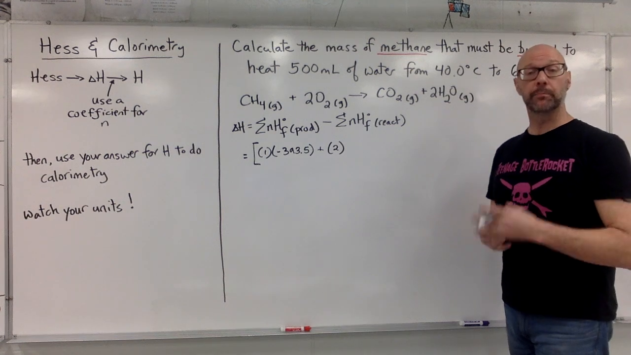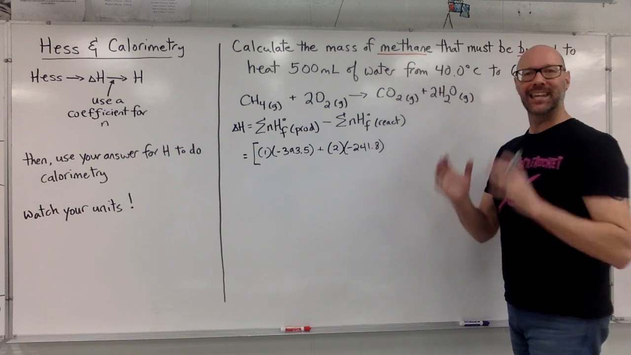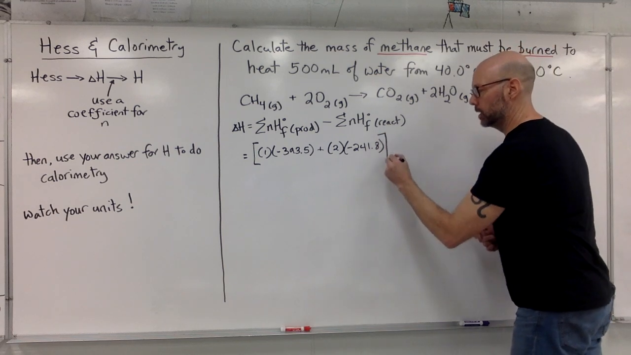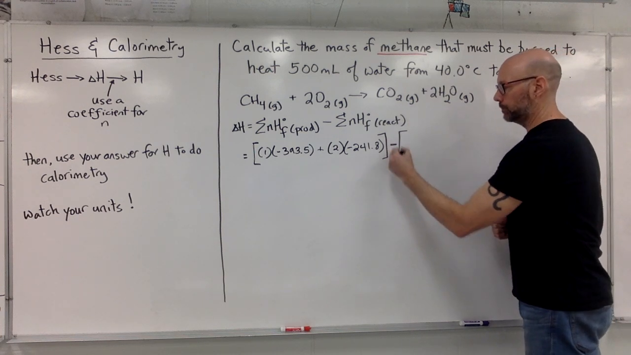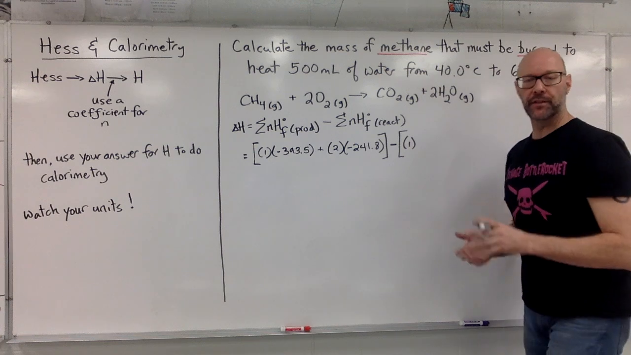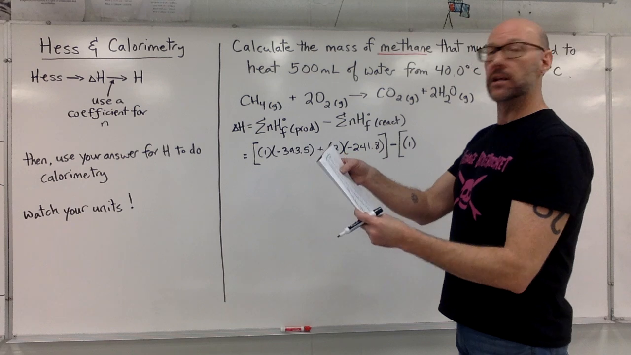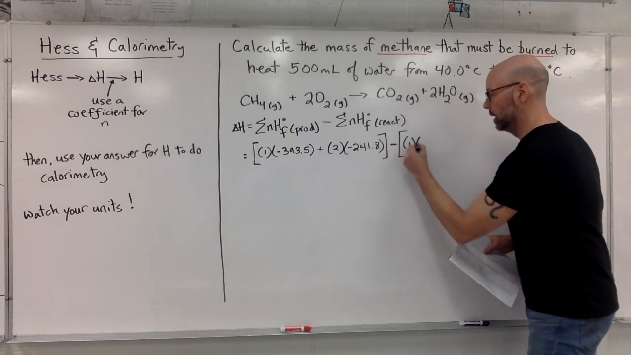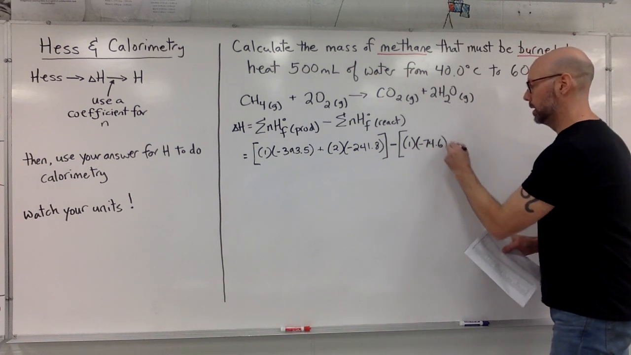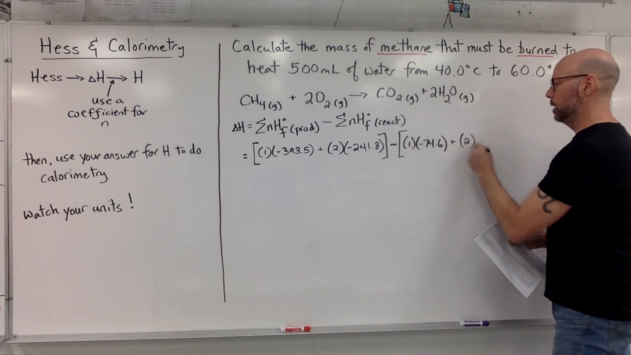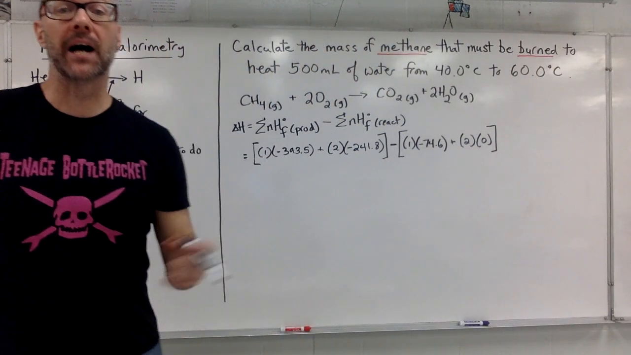We look up the water vapor value in the data booklet. It's negative 241.8, again, kilojoules per mole. There's the products first. Subtract the reactants. We have our 1 mole of methane. I'm not sure the methane value off the top of my head. I go to the data booklet, methane, negative 74.6, again, kilojoules per mole. We're going to add 2. Oxygen is an element. It doesn't have a molar enthalpy of formation, so a 0 in there.